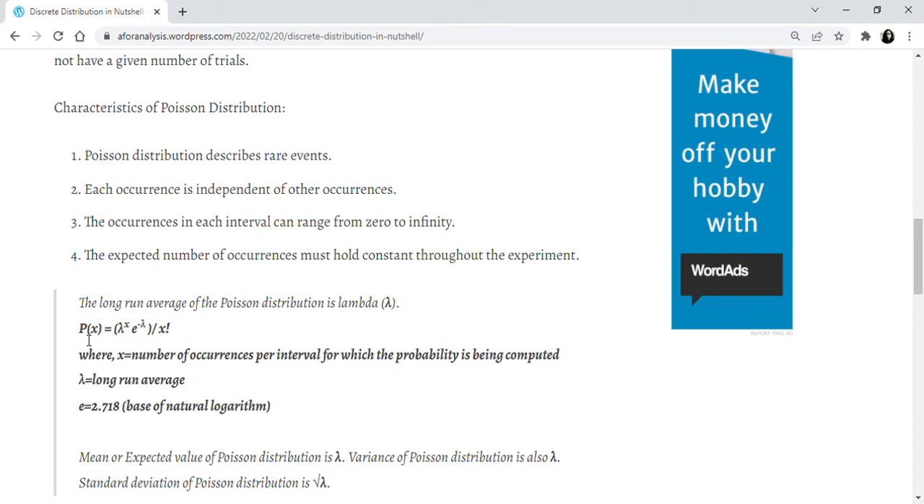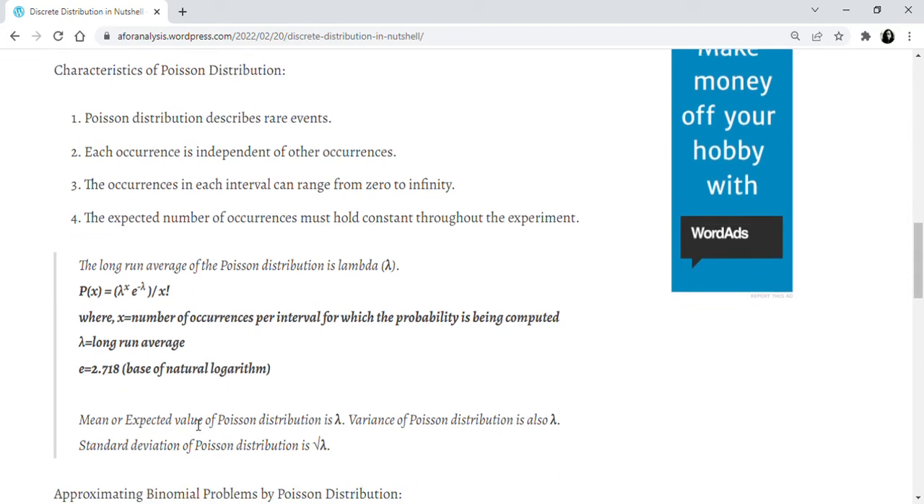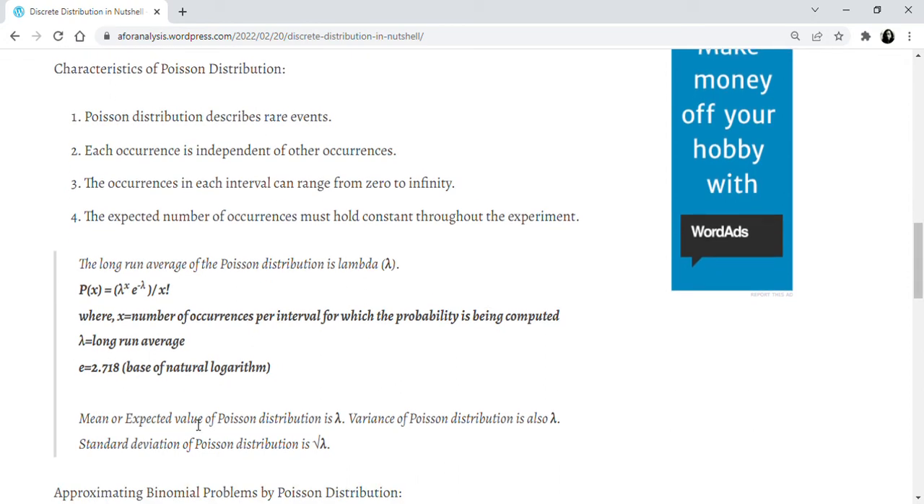So here the probability of x is equal to lambda to the power x into e to the power minus lambda by x factorial, where x is the number of occurrences per interval for which the probability is being computed, lambda is the long run average, and e is the base of natural logarithm, which is approximately 2.718. The mean or expected value of Poisson distribution is lambda, the variance of Poisson distribution is also lambda, and the standard deviation is root over lambda.